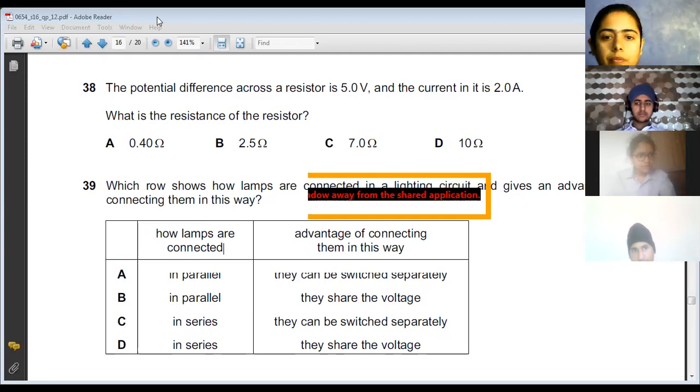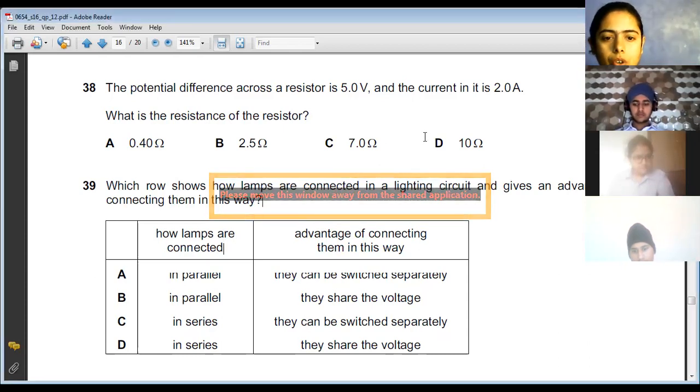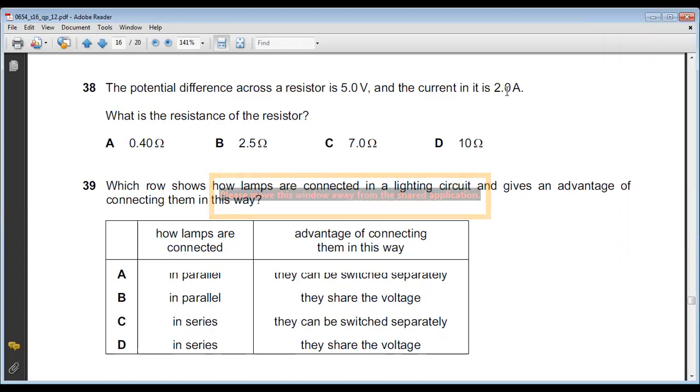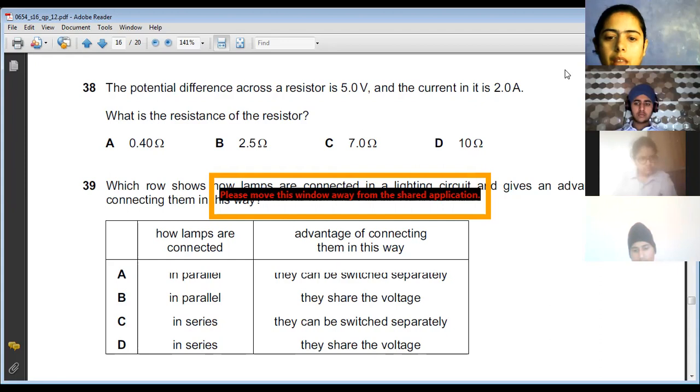Ma'am, A. Okay, let me just read the question. Which row shows the lamps are connected in the lighting circuit and gives an advantage of connecting them in this way? Okay, so yes, it can be A.